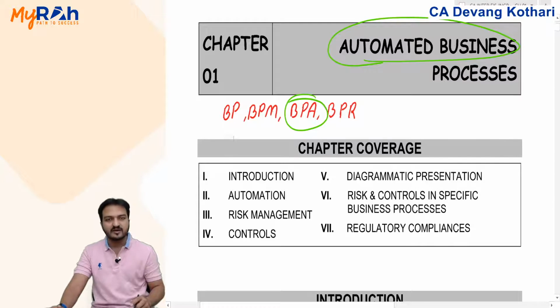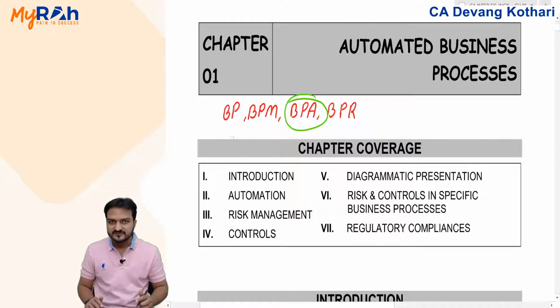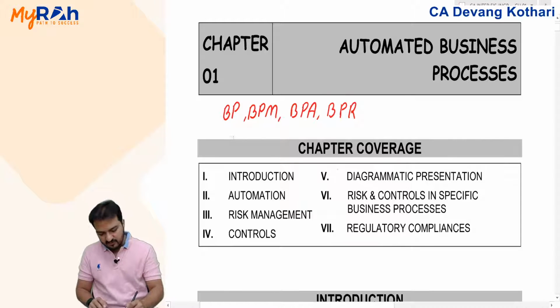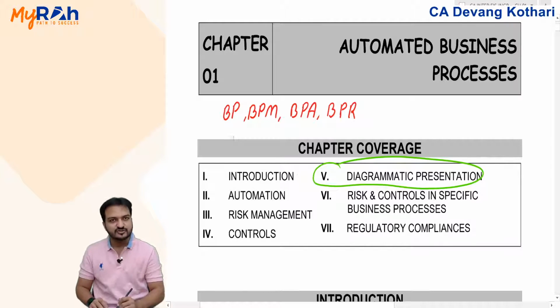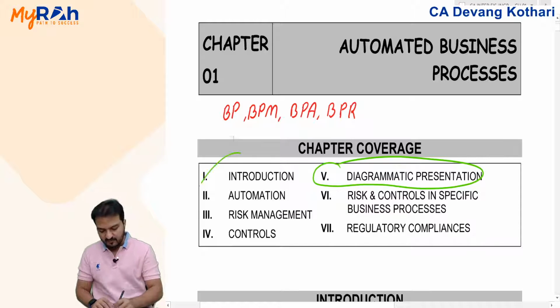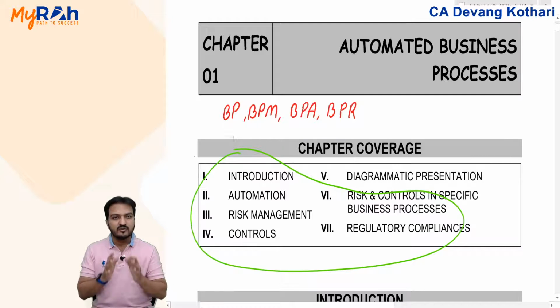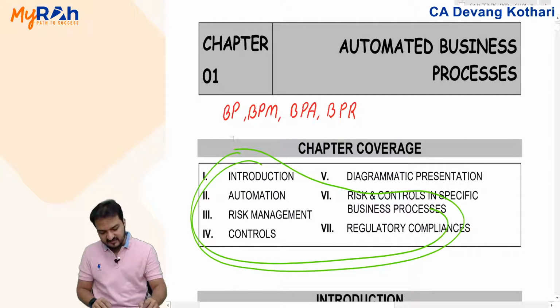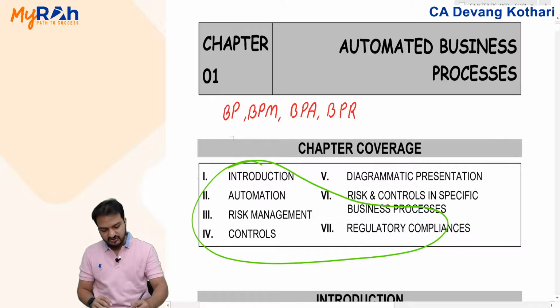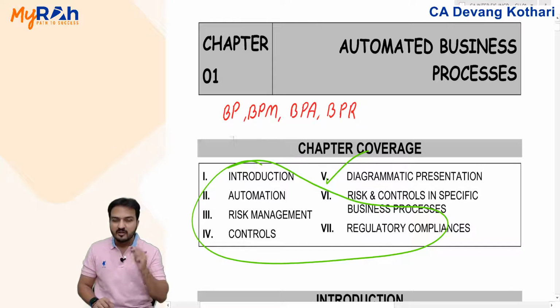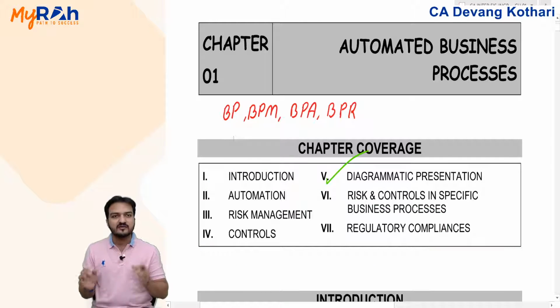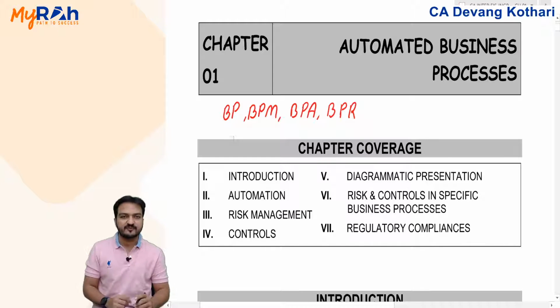Now this chapter I had split again into 2 parts. One part of the chapter was diagrammatic presentation, under which we learnt about flowcharts. The second part of the chapter was all the other topics. So during the revision also, first I will revise all these other topics, and last I will revise flowcharts. Flowcharts is, in my opinion, the most important part of this chapter.